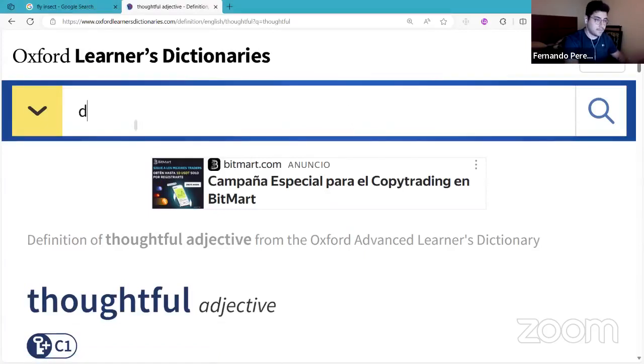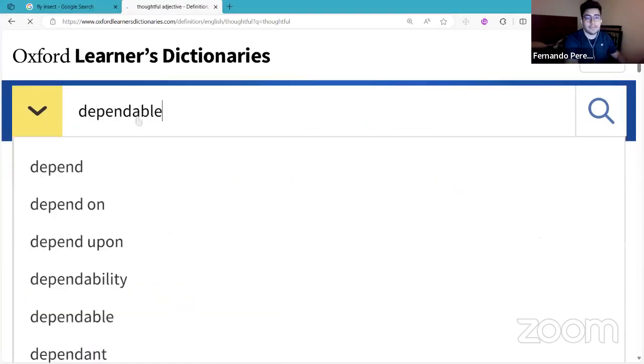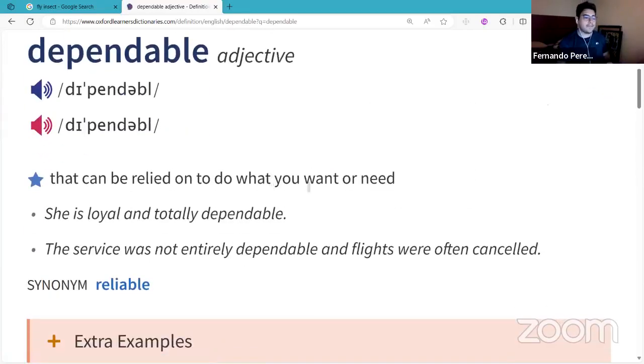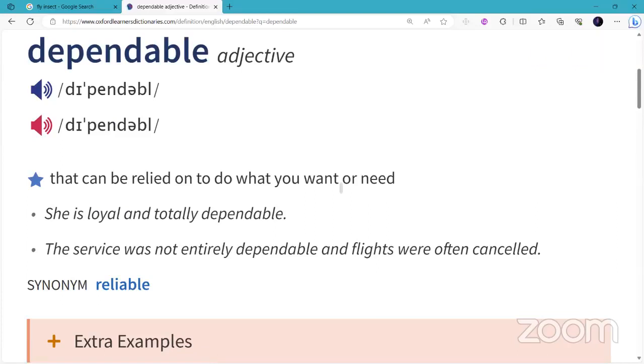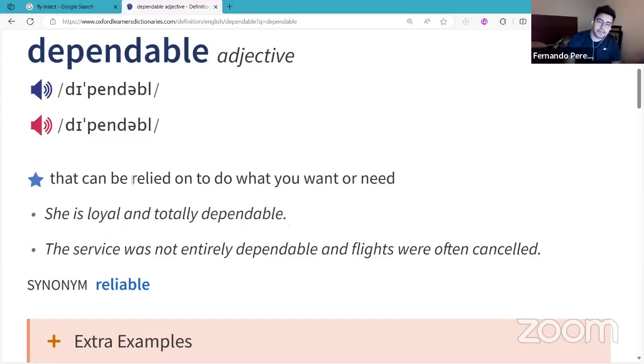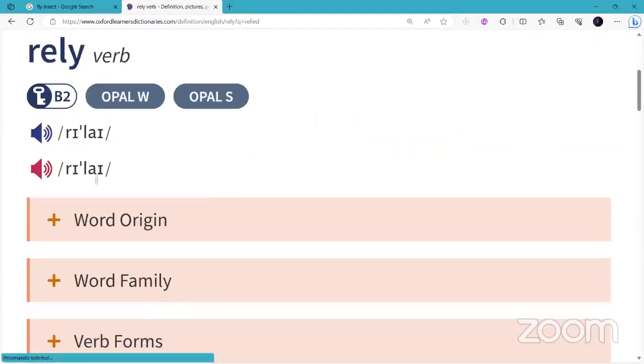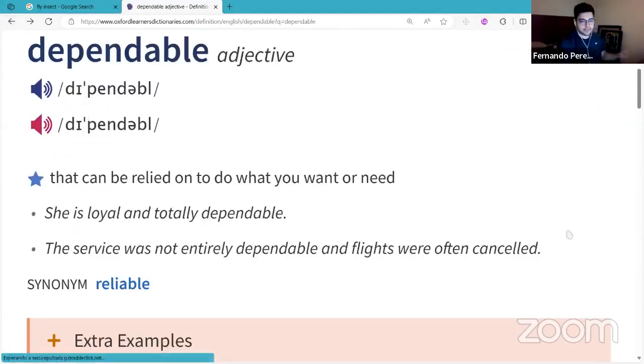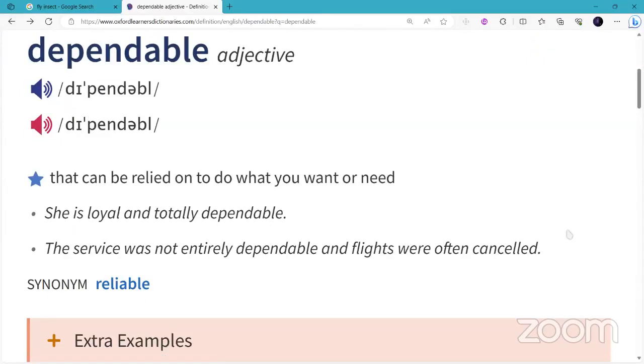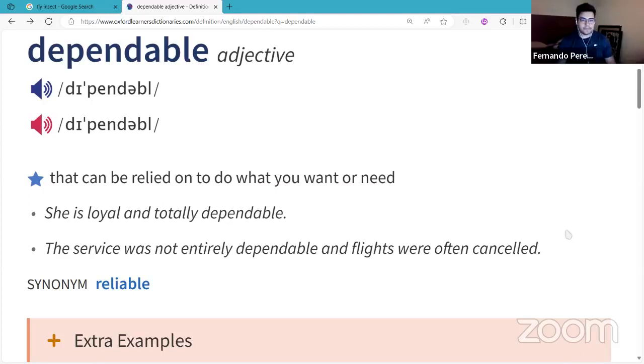The next one. Dependable. That can be relied on to do what you want or need. Do you understand it?